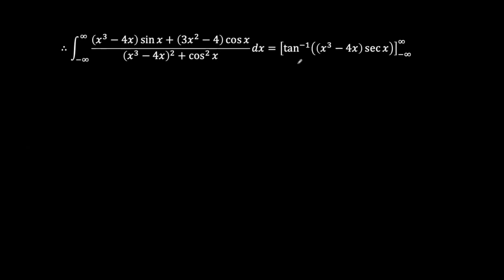So that now when we bring in the limits, our integration now becomes as follows, because now we have arctangent of (x cubed minus 4x) times secant x, now from negative infinity to positive infinity. There are a lot of discontinuities in this function here, and that's what we have to be really cognizant about.